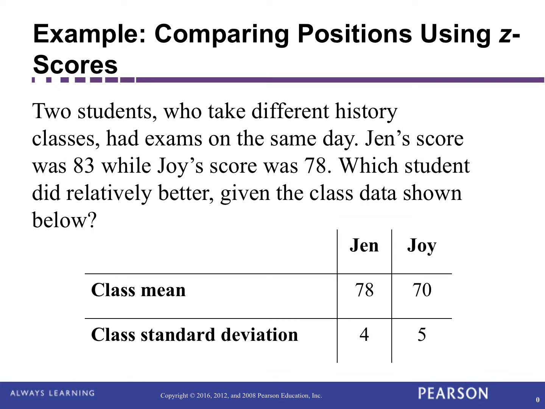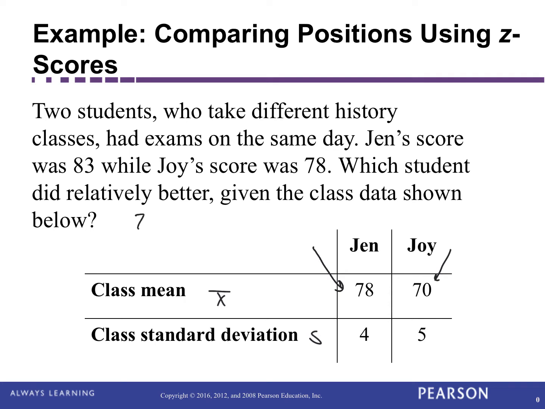Two students who take different history classes had exams on the same day. Jen's score was 83 while Joy's score was 78. Which student did relatively better given the class data shown below? Jen had a class mean of 78, whereas Joy had a class mean of 70. So that's X bar. And then the standard deviation is 4 compared with 5. So let's calculate each's z-score.